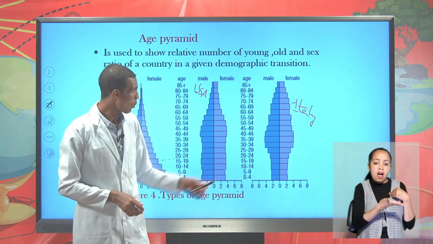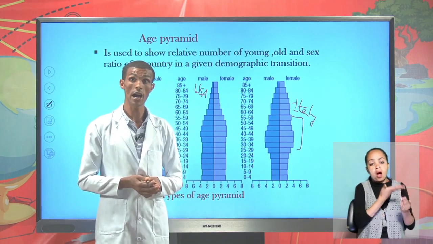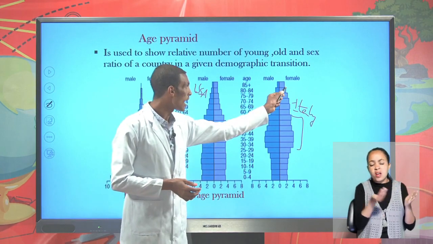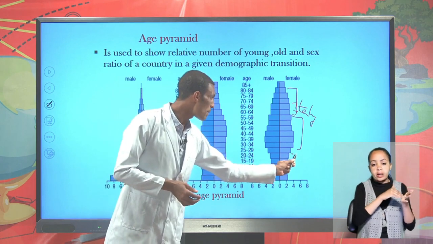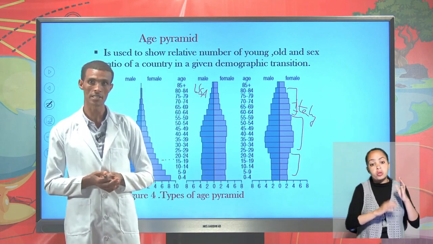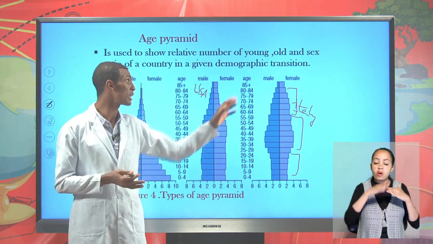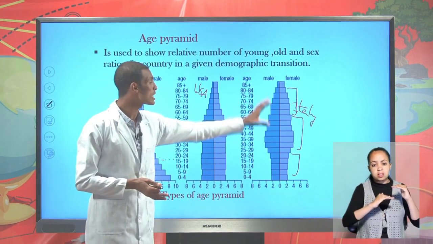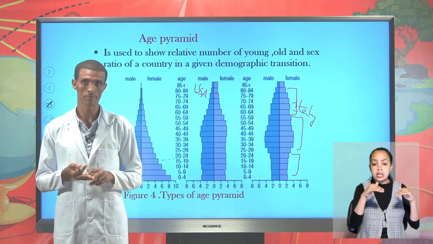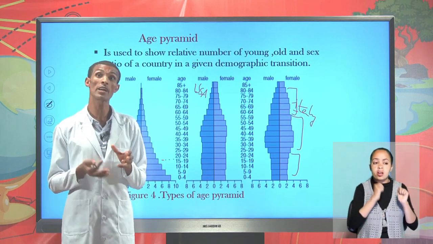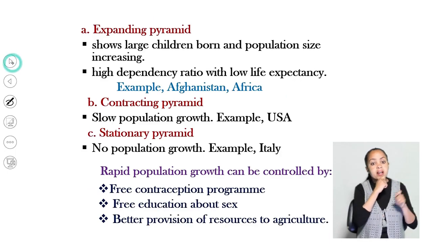Stationary pyramid. One, a young productive group is found here. And again, a highly older dependent group is found here. And again here, the number born is going to minimize. Static. Nearly the number born and the number die get balanced here. Even though there is population growth, the population grows in a static manner. So, we can group a given country in a given demographic transition according to its age pyramid.